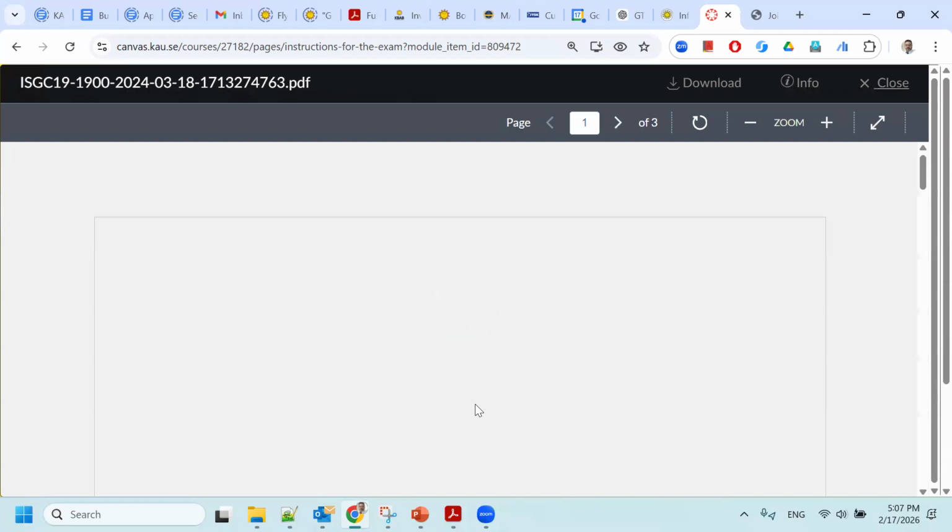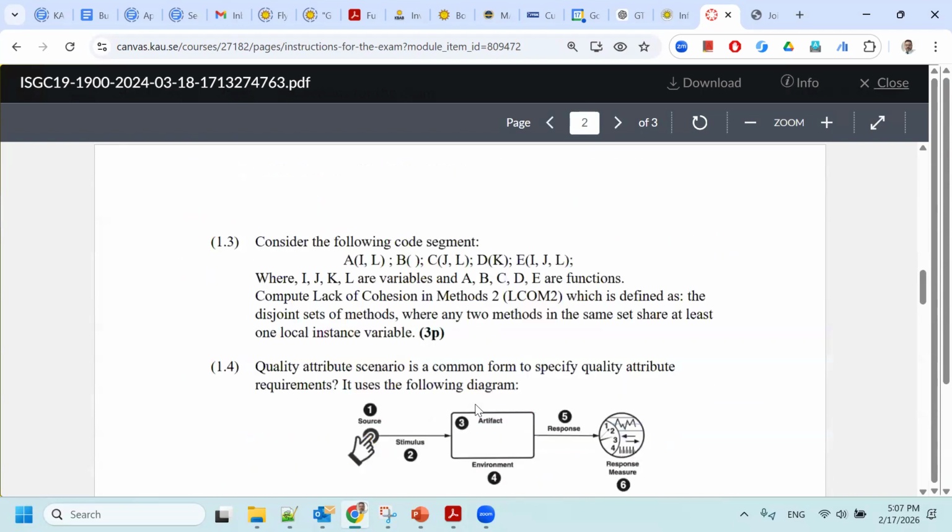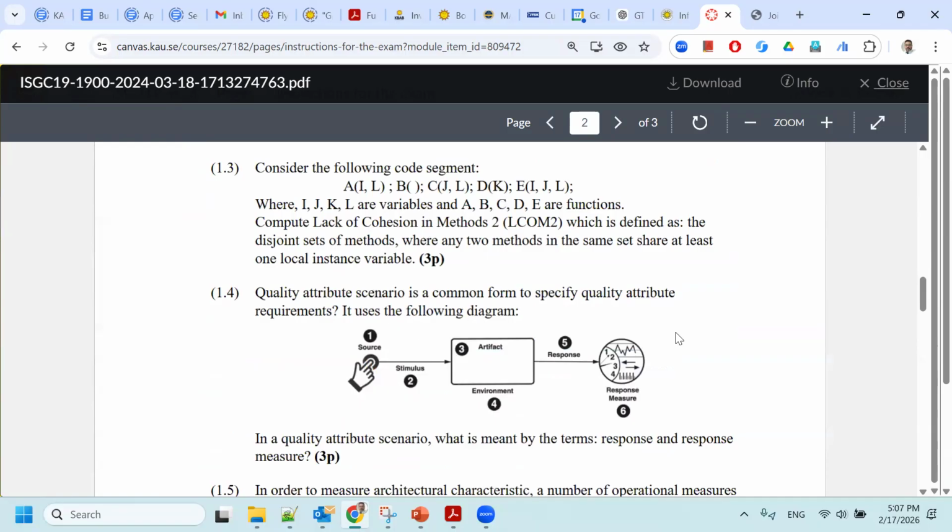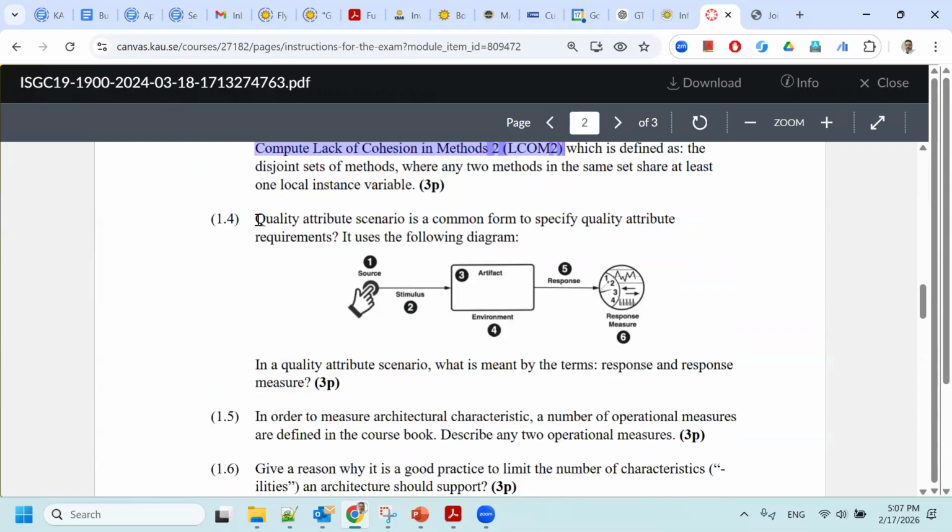Let's look at this one. Do you remember this one? We did that. This is also the same LCOM2 question. That is about quality attributes. So you did that exercise in assignment 1 also. Quality attribute scenarios, how you measure them. If you just read them once or twice, you should be able to answer. Like, let me see what I'm asking. What is meant by the terms response and response measure? So response measure is this one, and response. You should be able to answer this.